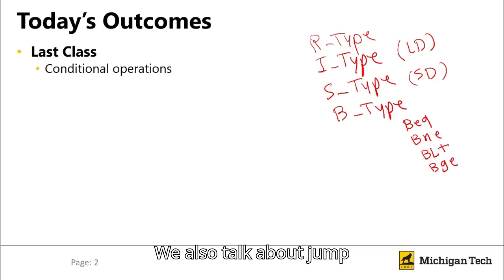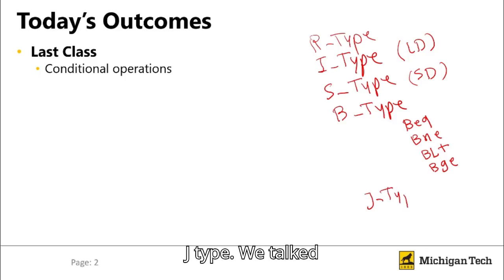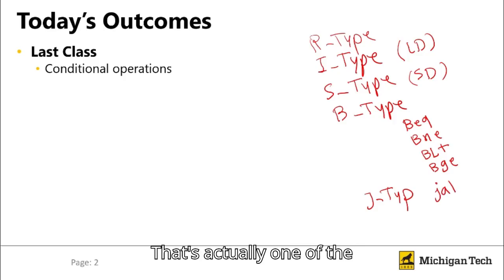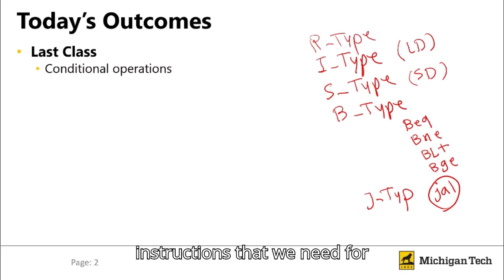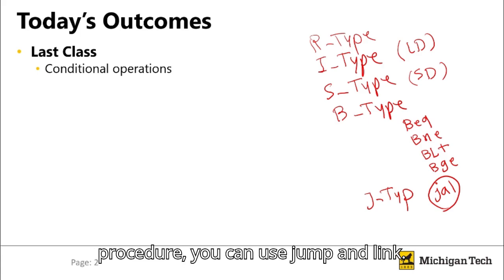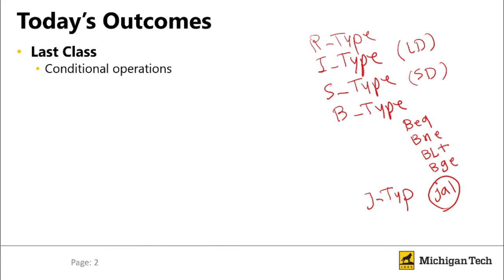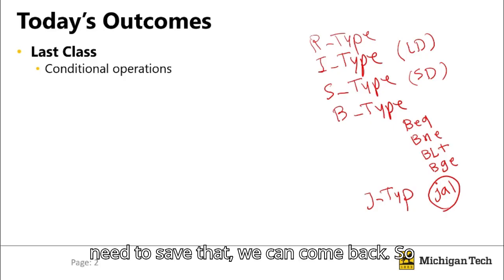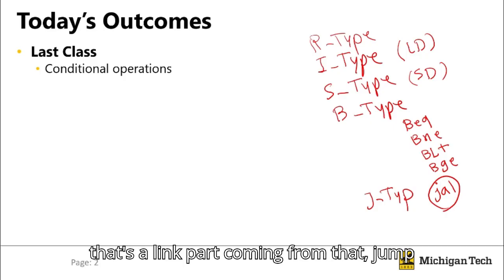We also talked about the jump instruction very briefly. J-type. We talked about one instruction, jump and link. That's actually one of the instructions that we need for procedure call. When you want to call a procedure, you can use jump and link. The link part comes from saving the address. The address is always in the program counter. We need to save that to be able to come back. So that's where the link part comes from in jump and link.